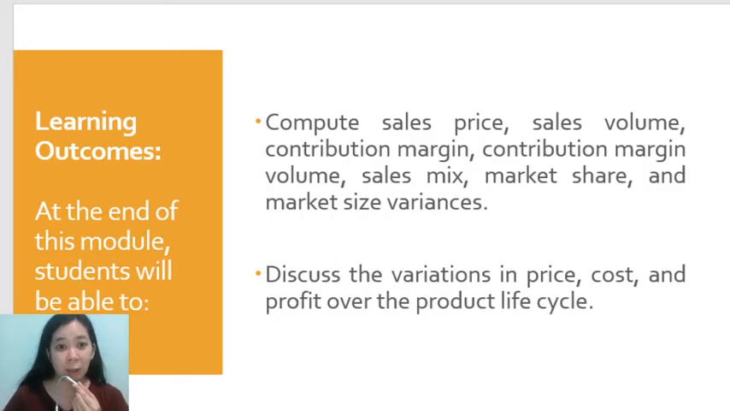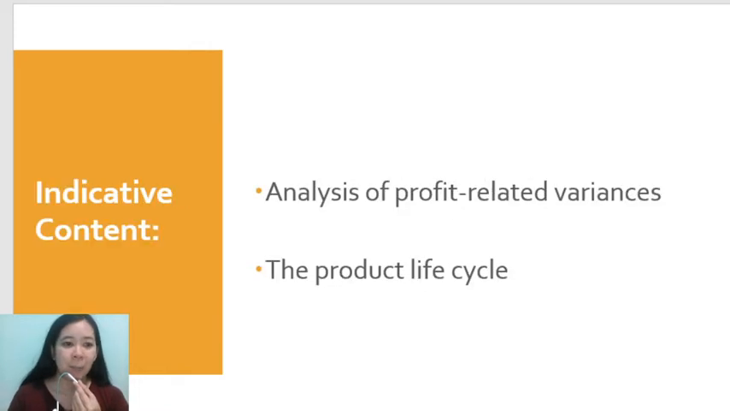However, for our learning outcomes, at the end of this module, you should, number 1, be able to compute sales price, sales volume, contribution margin volume, sales mix, market share, and market size variances. And the second learning outcome is for you to discuss the variations in price, cost, and profit over the product life cycle. For the content of this part of the module, we will be discussing the analysis of profit-related variances and the product life cycle.